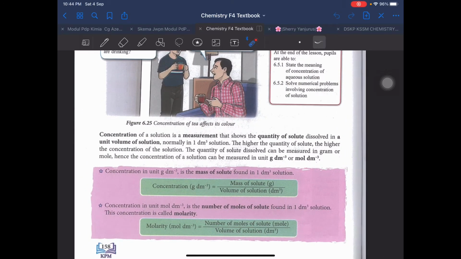The quantity of solute dissolved can be measured in gram. Okay, kita boleh ukur apa yang kita mau tuang dalam larutan dalam unit gram or mole. I believe this one everybody is clear already about the number of mole. Hence, the concentration of a solution can be measured in gram per cubic decimeter or mole per cubic decimeter. Ini adalah unit untuk kepekatan.